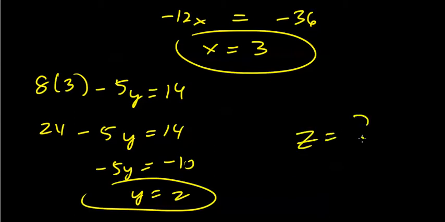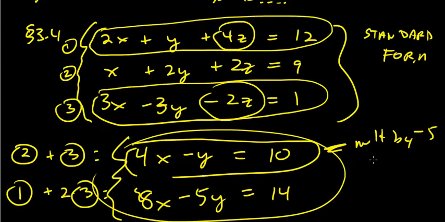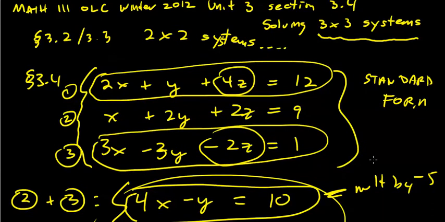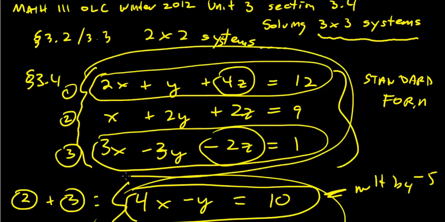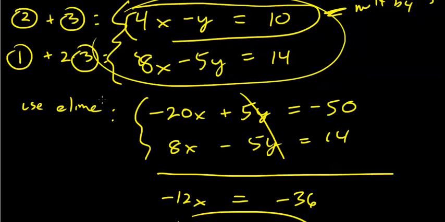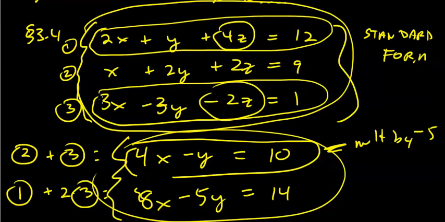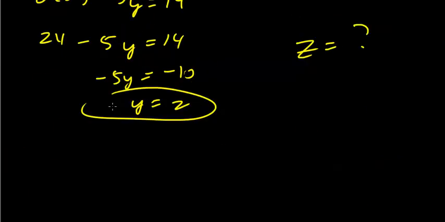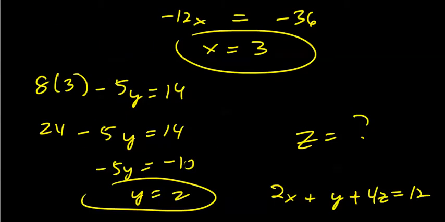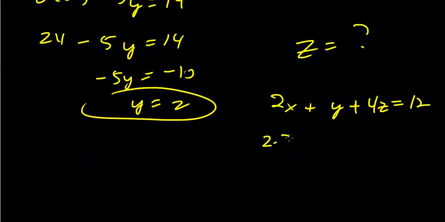So I still have to find z, and what I'll do is I'll just go up to my original problem statement. I can pick any one of these original 3 equations, plug in x and y, and easily then solve for z. Alright, I'm going to pick the first one, 2x plus y plus 4z equals 12. I know what x has to be. X must be 3. I know what y is. Y is 2. And z is yet to be determined.